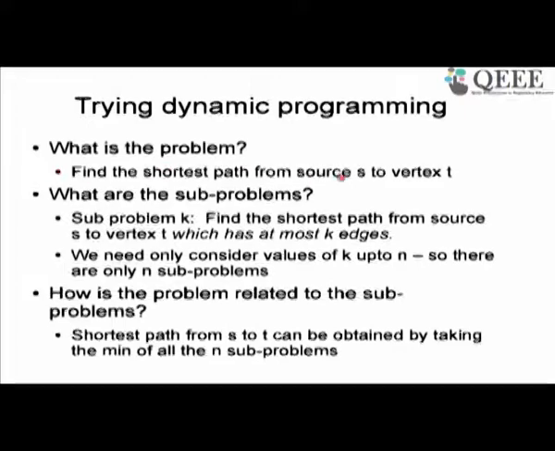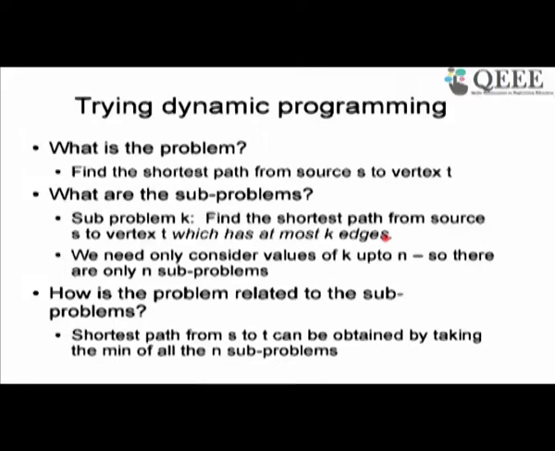So here what are we trying to do? We are trying to find the shortest path from the source S to any vertex T of the graph. In order to solve this problem in dynamic programming form, you have to ask what the sub problems are. Let me write the sub problems as sub problem K. I am defining the sub problem. The hardest part in dynamic programming is to choose the sub problem carefully. Sub problem K is defined as: find the shortest path from source S to vertex T which has at most K edges. So the Kth sub problem is finding the shortest path from S to T using at most K edges.